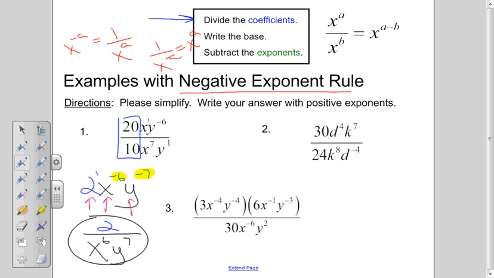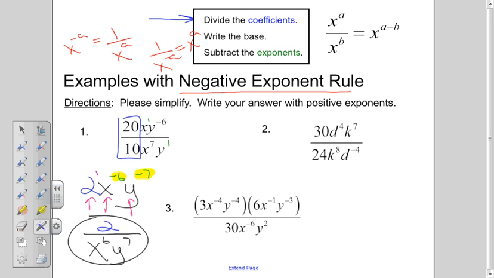Okay, let's take a look at another example here where it says 30 d to the 4th k to the 7th divided by 24 k to the 8th d to the negative 4th. Now, I have to be careful here a little bit with the order because the d's and the k's are not lined up so well. So you have to make sure you're matching your bases when you are operating them.